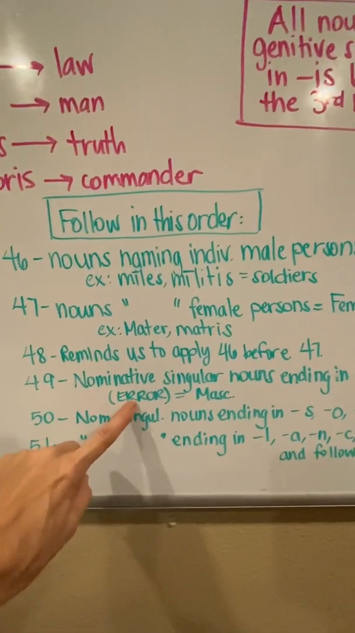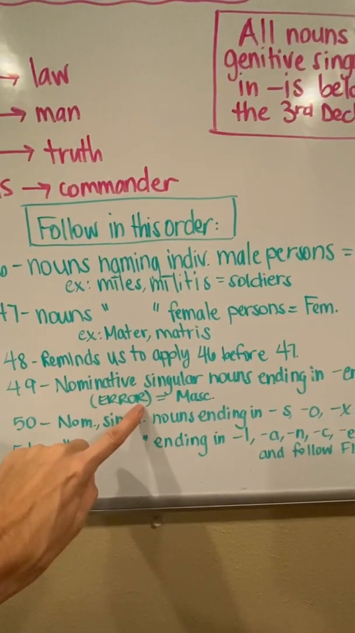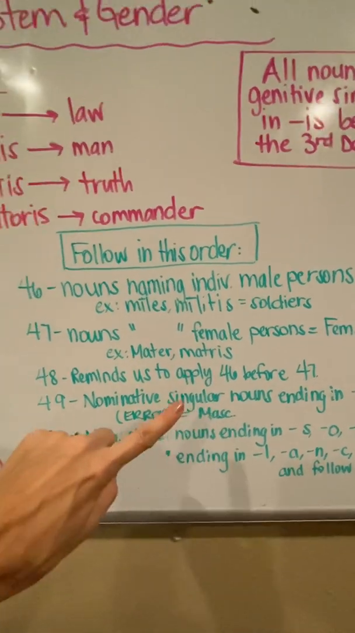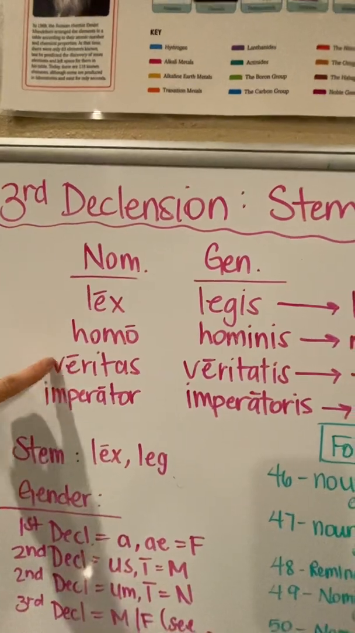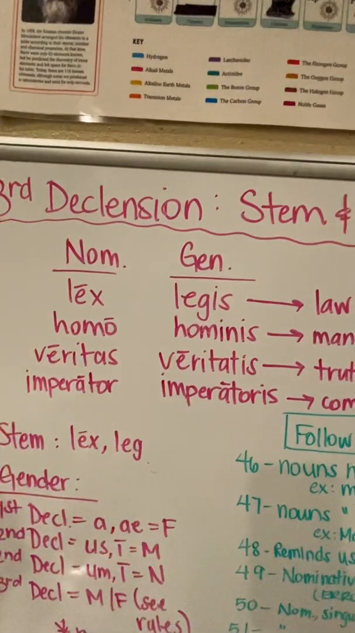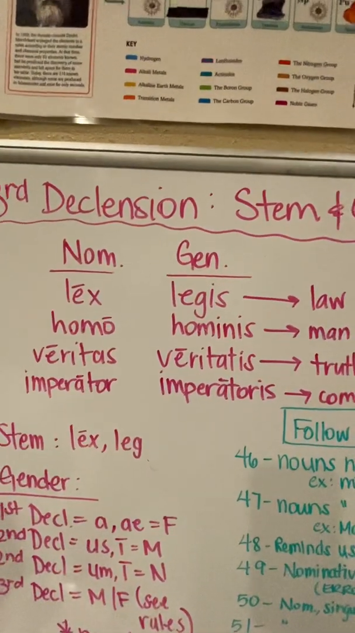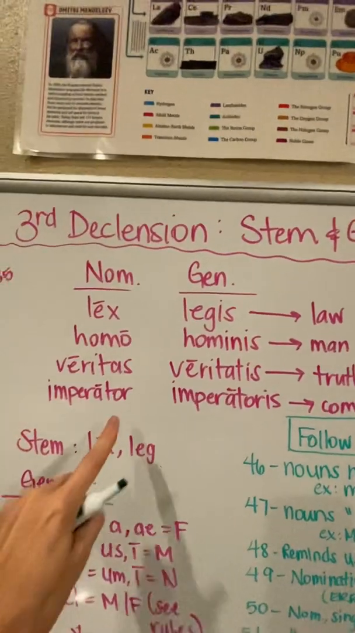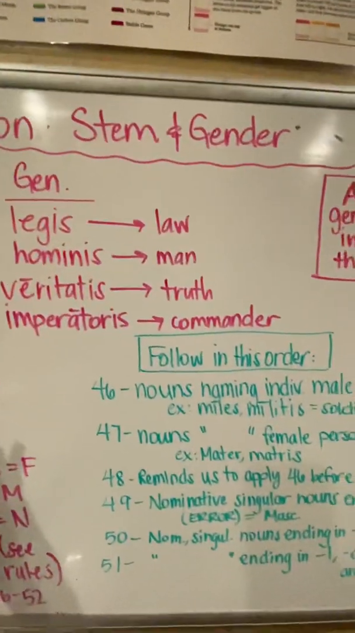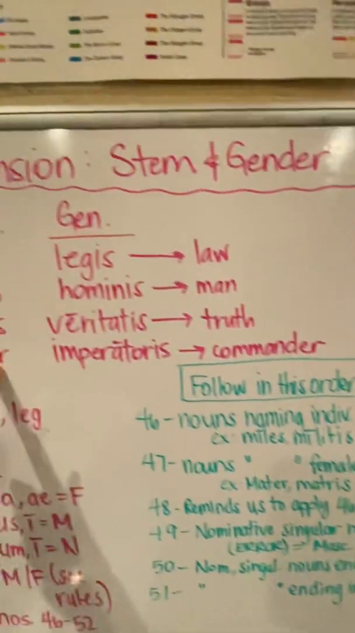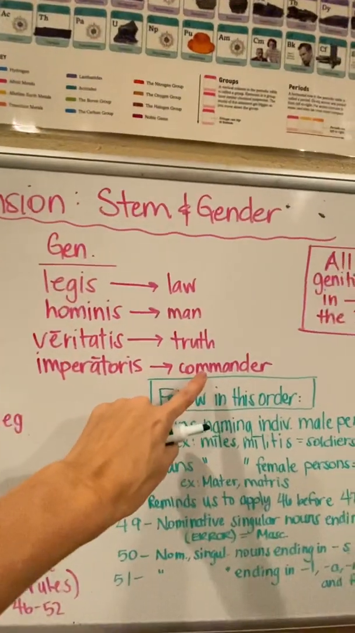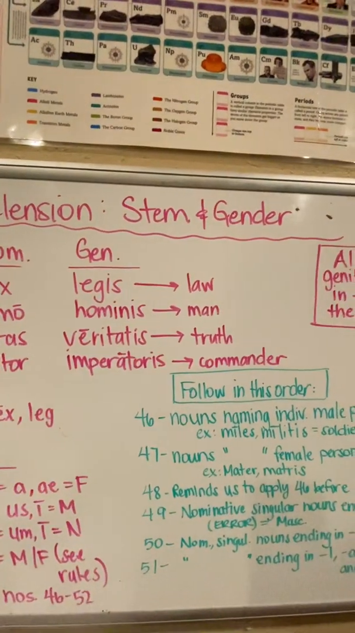So if it ends in an ER or an OR, then it's masculine. Okay, do we have any ER or OR words up here? We do. All right, so we have to go back to our rules and ask, does it name a specific male individual person first? Well, imperator, imperatoris means commander, and commanders back then were always masculine.